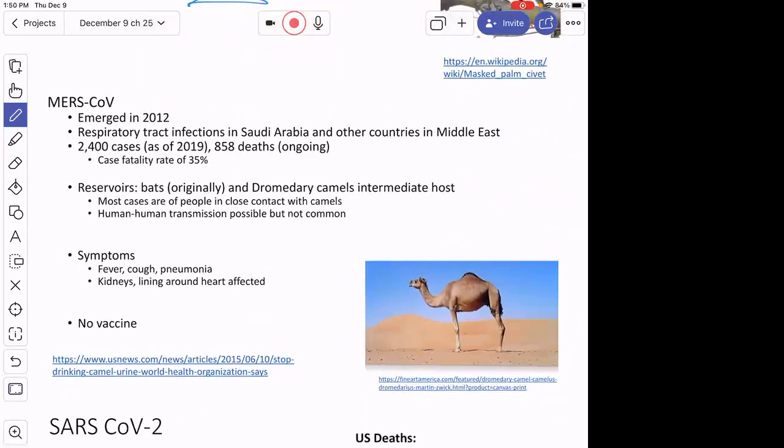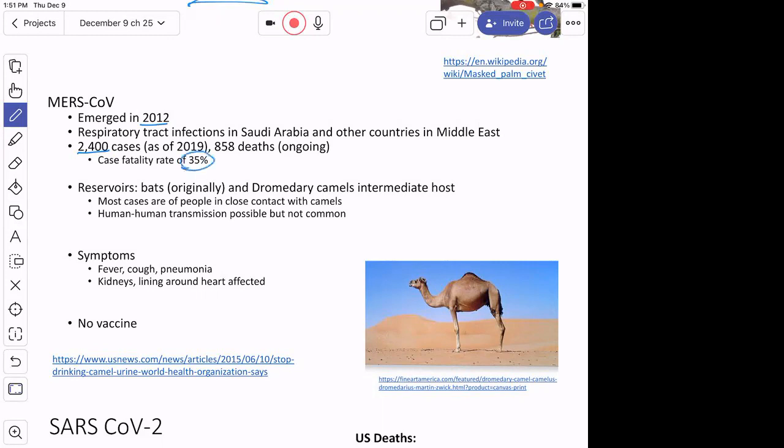MERS, Middle Eastern Respiratory Syndrome, emerged in 2012. Another respiratory infection. Most of the cases have been in Saudi Arabia. 2,400 cases as of 2019. I looked up yesterday, and actually there's been about 150 more cases since then, and about 30 more deaths. So this is still an ongoing thing.